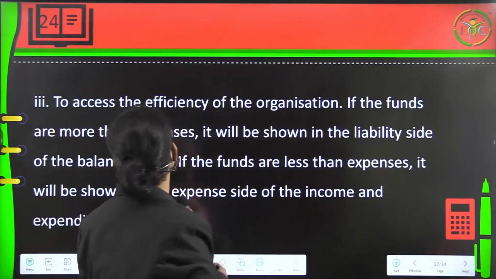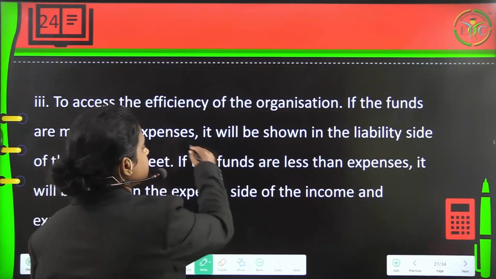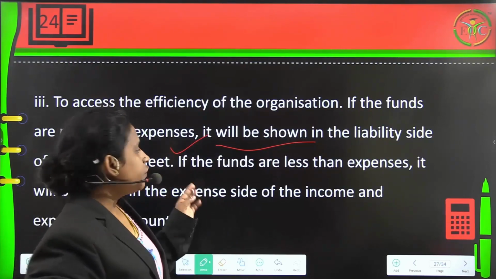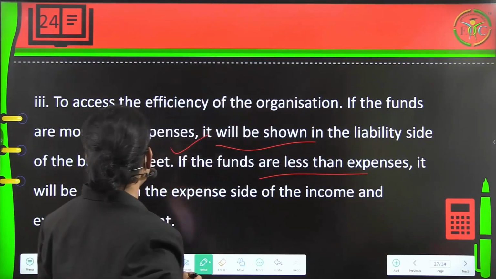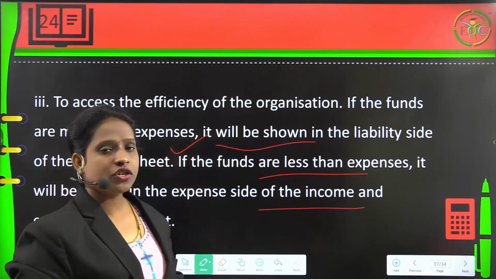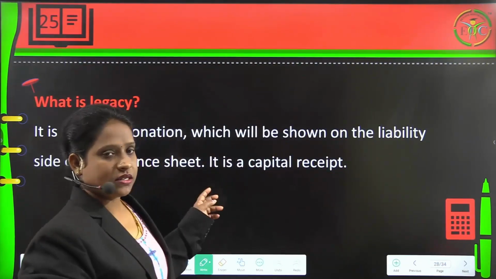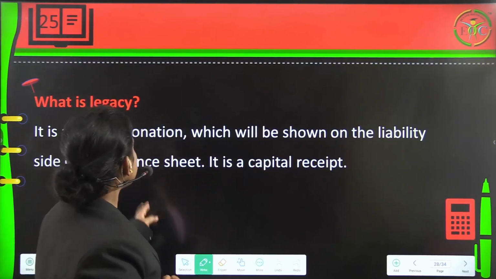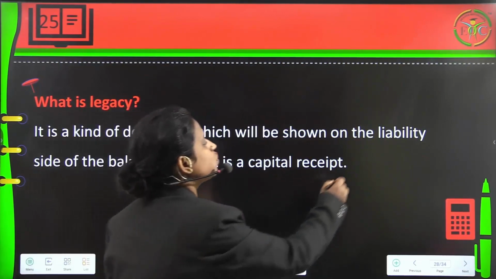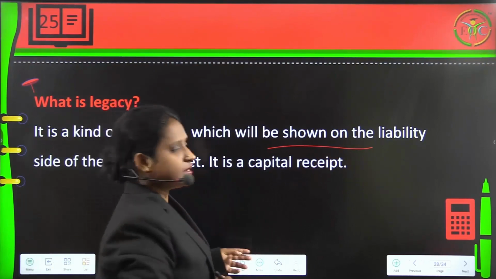Then to assess the efficiency of the organization: if the funds are more than expenses, it will be shown in the liabilities side of the balance sheet. If the funds are less than the expenses, it will be shown in the expense side of the income and expenditure account. Then what is legacy? It is a kind of donation which will be shown on the liability side of the balance sheet. It is a capital receipt, we can say.